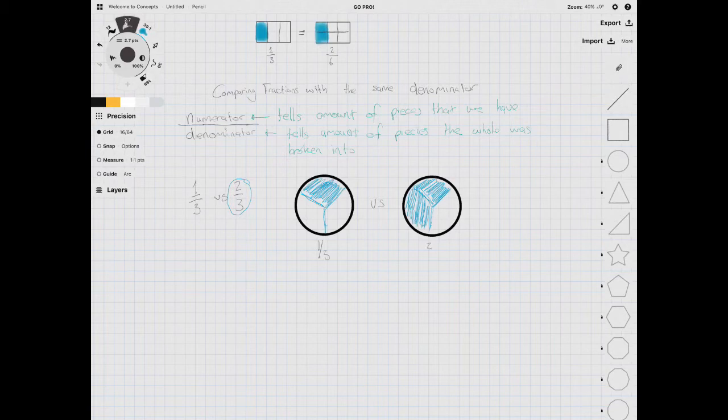This is 1/3, this is 2/3. We know that this one is going to be bigger.